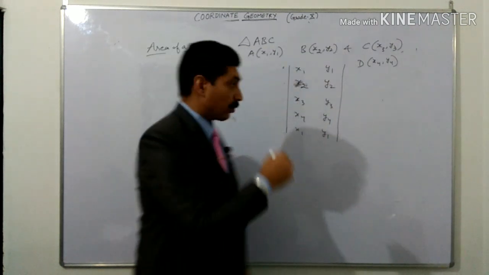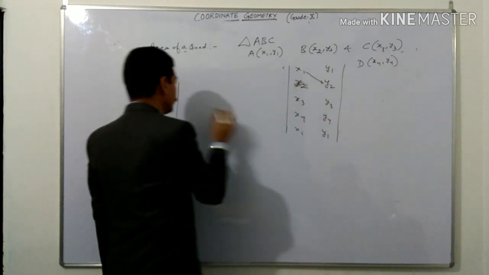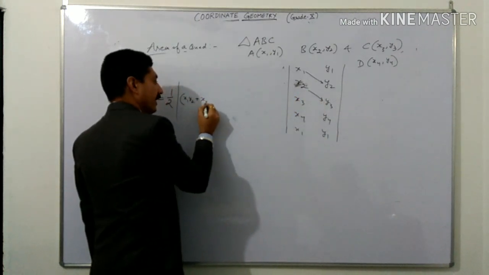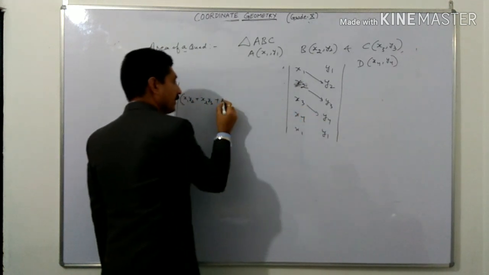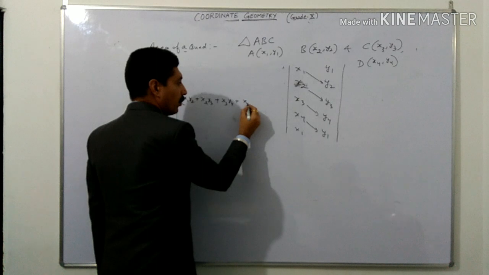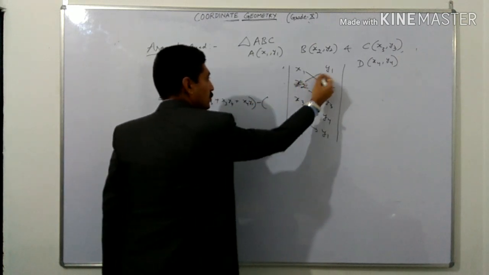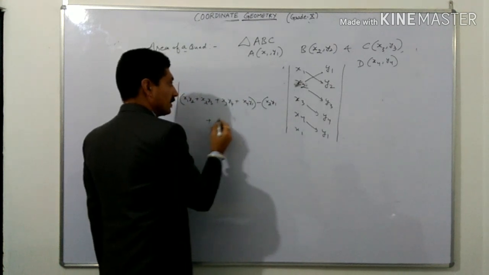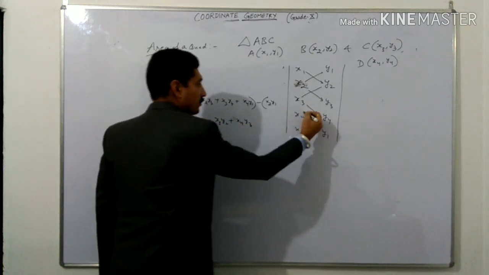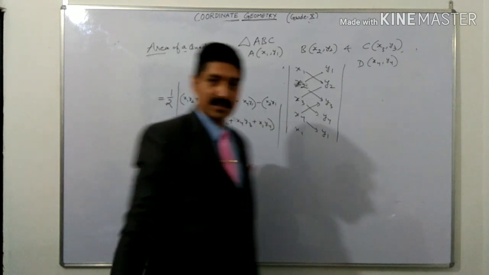So the area of the quadrilateral is half of: start with x1 y2 plus x2 y3 plus x3 y4 plus x4 y1, bracket close, and from this subtract x2 y1 plus x3 y2 plus x4 y3 and the last is x1 y4. So this is the area of the quadrilateral.